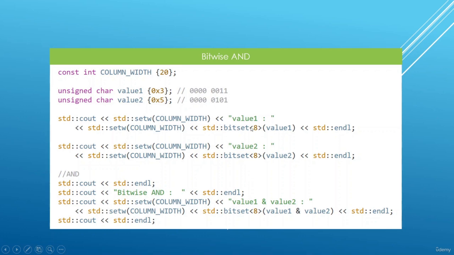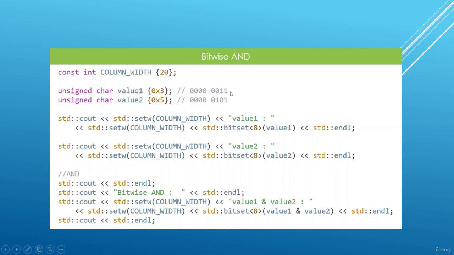And you see that we are taking advantage of std::bitset. Notice here that we are telling it that we have 8 bits in our value. This is important. You have to put it in here. And down here, you see that we can AND value 1 and value 2 using this operator here. This is bitwise AND. And what it's going to do is AND each bit from value 1 and value 2 at the same positions.